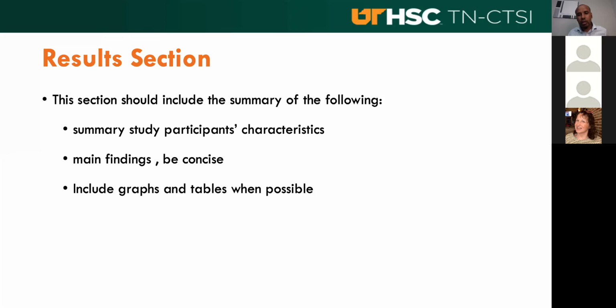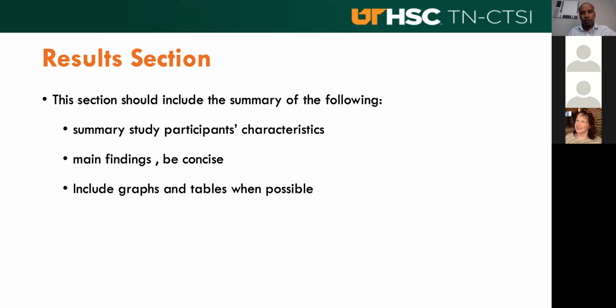In the results section, include the summary of the following: the study participant characteristics, the age of the participant, gender. So put the summary characteristics of the study participants, and make sure to include the main findings and be concise. Don't repeat everything that is also reported in the tables and figures, but try to provide a very concise summary of the main findings. This is a section that people also pay a lot of attention to. And make sure you don't repeat yourself. Don't be redundant.